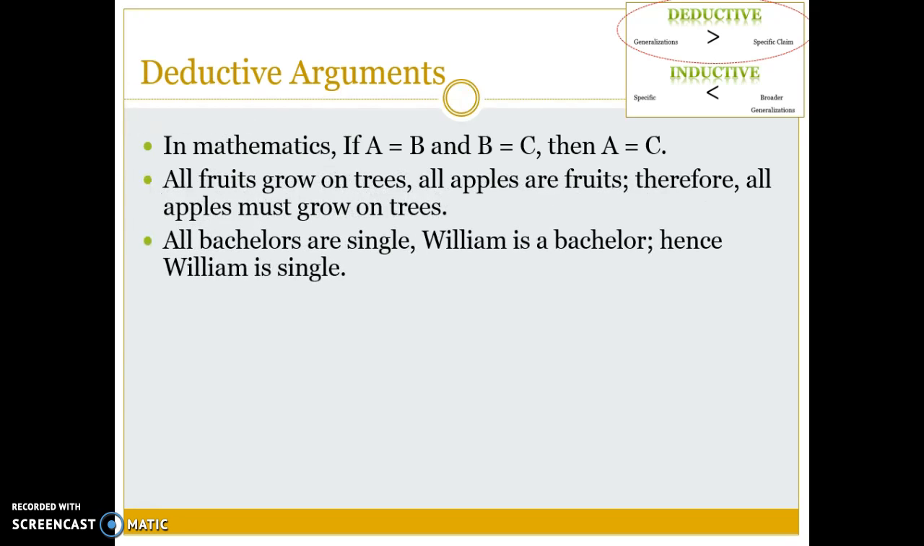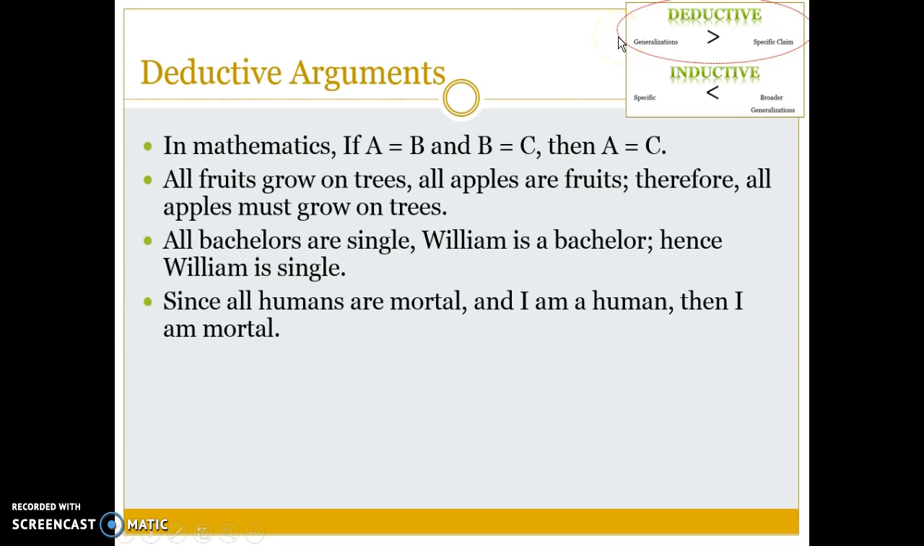Third one: all bachelors are single. William is a bachelor. Hence, William is single. Again, you take that big group of bachelors, that single person William, and make a generalization about William based on the broad generalization about all bachelors.